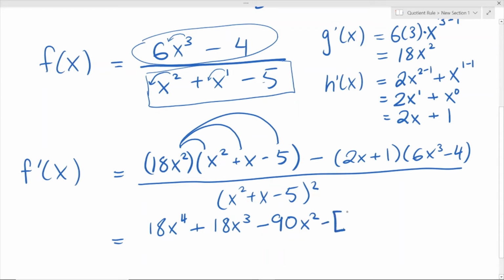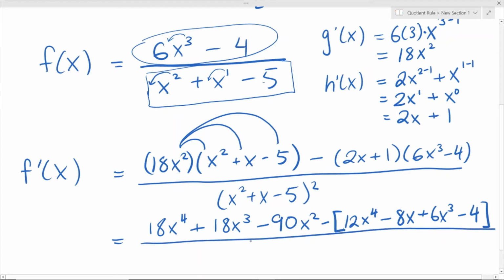And then I'm going to write all of this in square brackets. So I'm going to basically take 2x and distribute this. 2x times 6x cubed is going to be 12x to the 4. 2x times negative 4 is going to be negative 8x. 1 times 6x cubed is going to be 6x cubed. 1 times negative 4 is going to be negative 4. Then x squared plus x minus 5 squared.